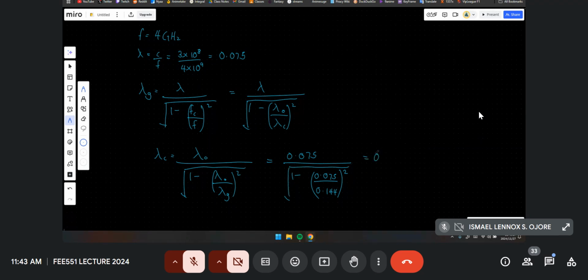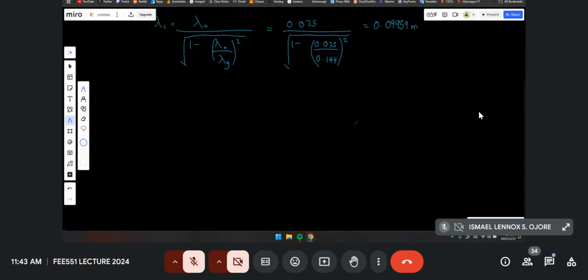If we do this, it will be 0.9, 0.09959. This is in meters. Is this clear? For everyone, that is. Yes, it is.